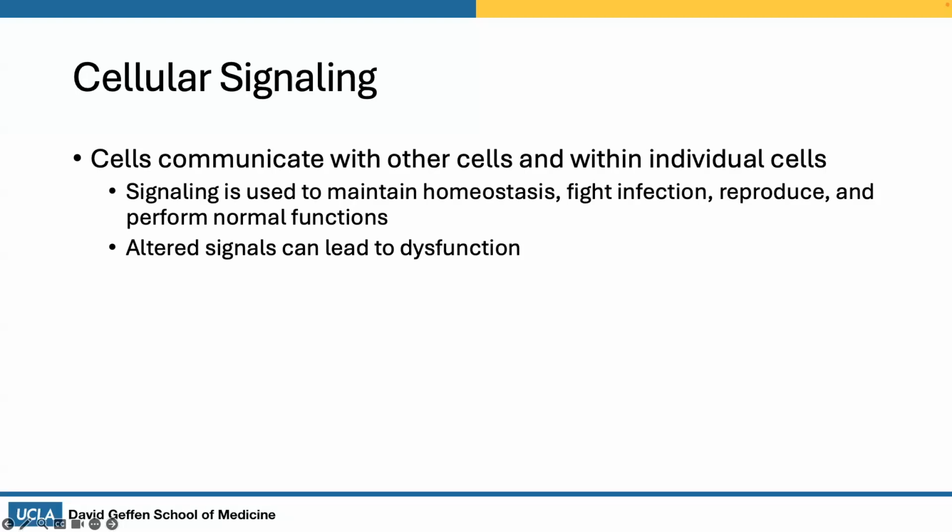So, just like in society, communication is key. Communication solves 98% of problems, and that goes for cellular signaling as well. When cells signal properly, everything runs smoothly. When signals are disrupted, it can lead to dysfunction and disease.